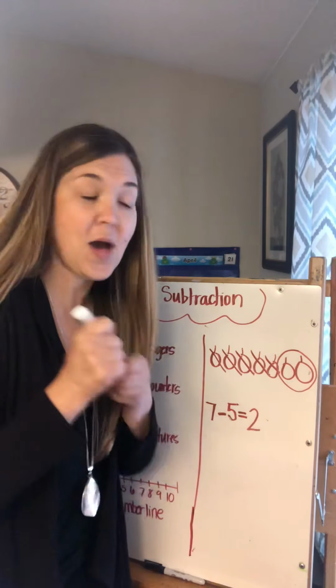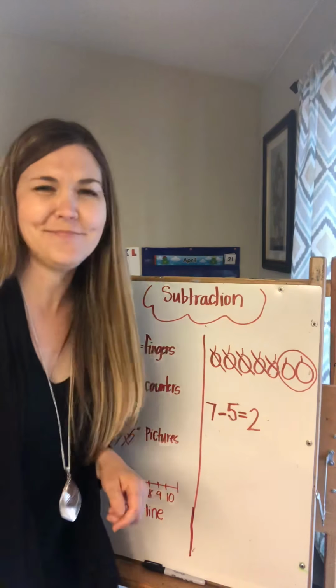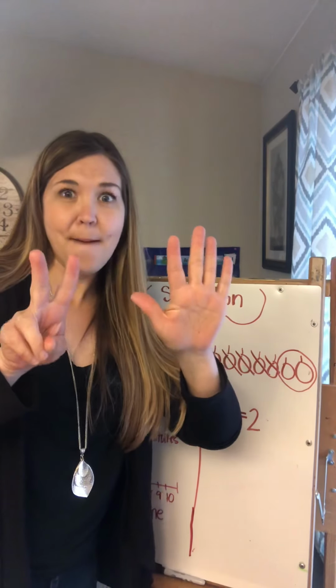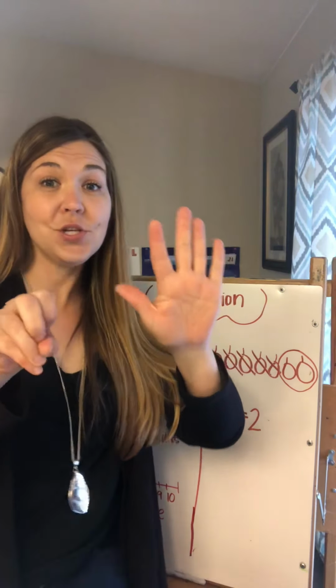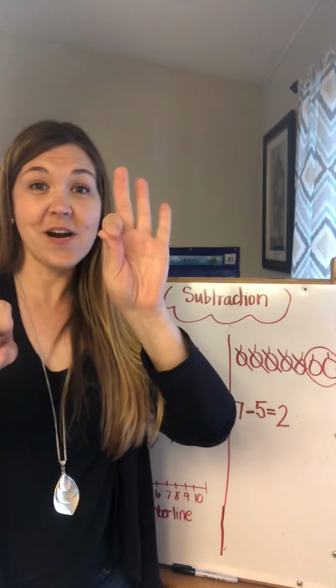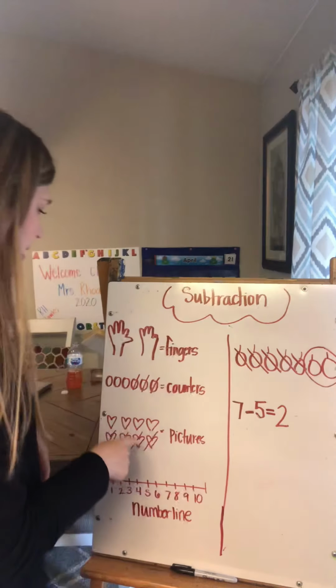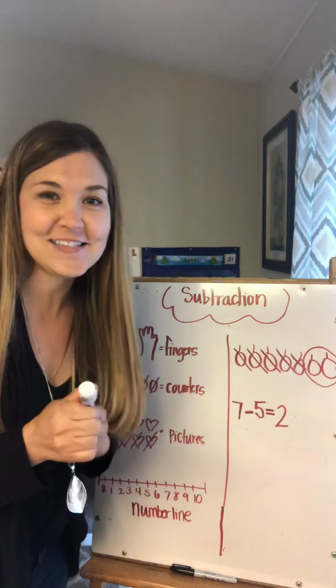Now I'm going to show you how to solve this problem using some of the strategies. Fingers. You all know how to use fingers. I had 7 apples. Bandit ate 5, so I'm going to get rid of 5. 1, 2, 3, 4, 5. 2 apples left. Now I'm going to show you on the number line how to solve this problem.